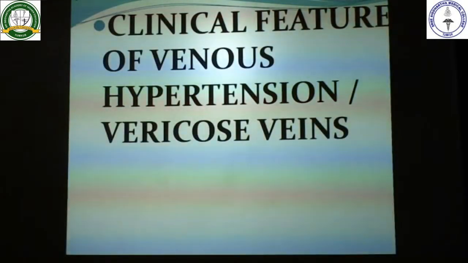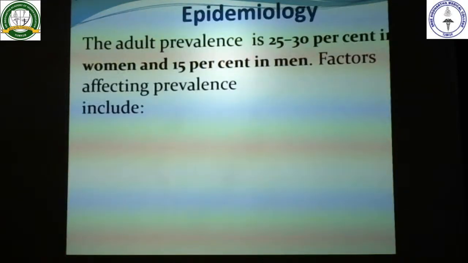So what are the clinical features of venous hypertension or varicose vein? Varicose vein is a component of venous hypertension. So what are the clinical features of varicose veins? The adult prevalence is 30 to 40% in women and 15% in men. Here, women are more commonly affected.